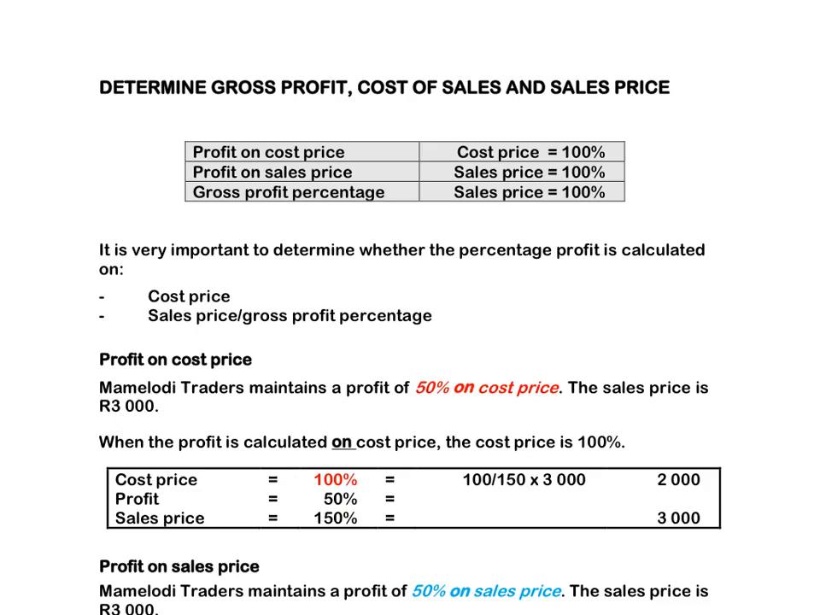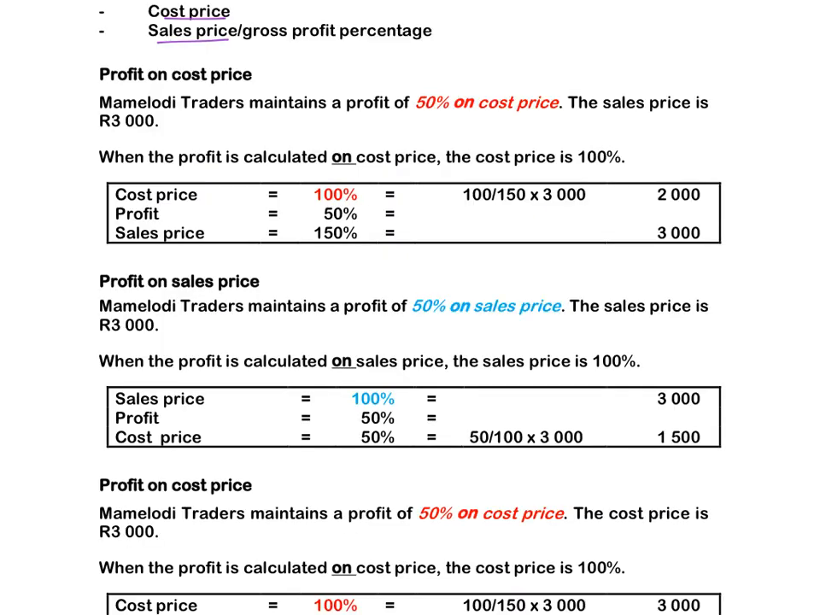Good morning. We will pay attention to the gross profit, cost of sales, and sales price today. It is very important to determine whether the profit is made on cost price, because then the cost price equals 100%. If the profit is made on sales price, the sales price equals 100%. Gross profit percentage is profit on sales price. It is very important to determine whether this profit is on cost or sales price, because you will get different answers if you don't do the correct calculation.